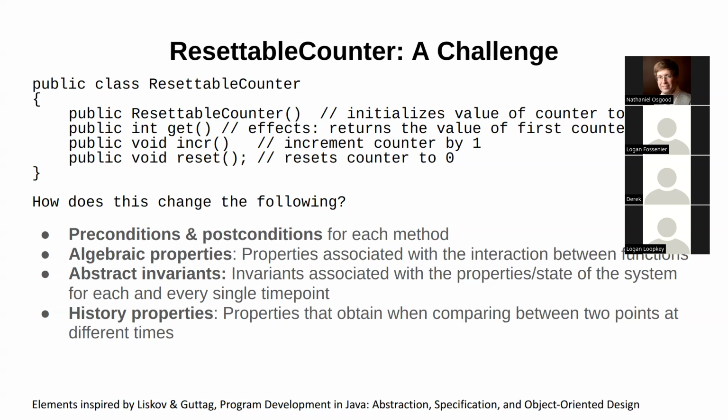How about preconditions, postconditions? Anything differ for the precondition, postcondition for the constructor, for get, or for increment? They're pretty much the same. Reset. Well, the postcondition is that get after calling reset, get is equal to 0. Algebraic properties. Are there any different things in the combinations of these methods? If you do this and then you do that, you get the same thing as doing this and that, or you get some particular value.